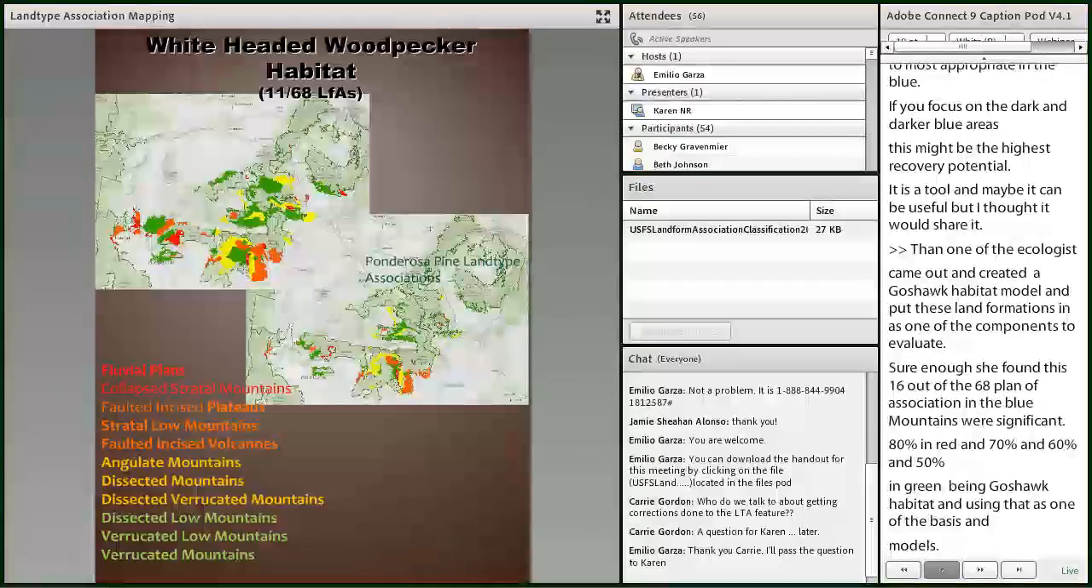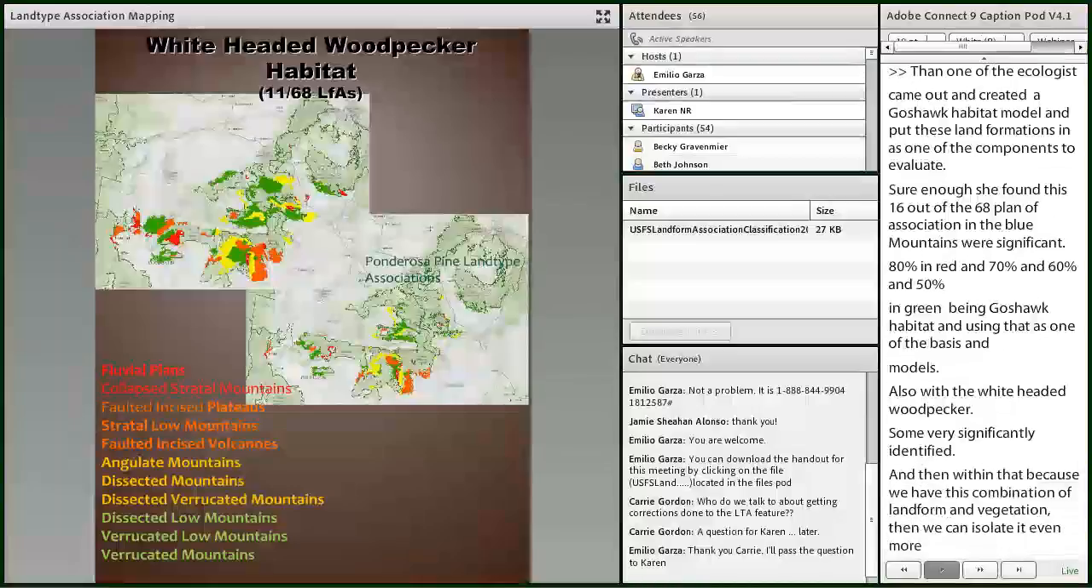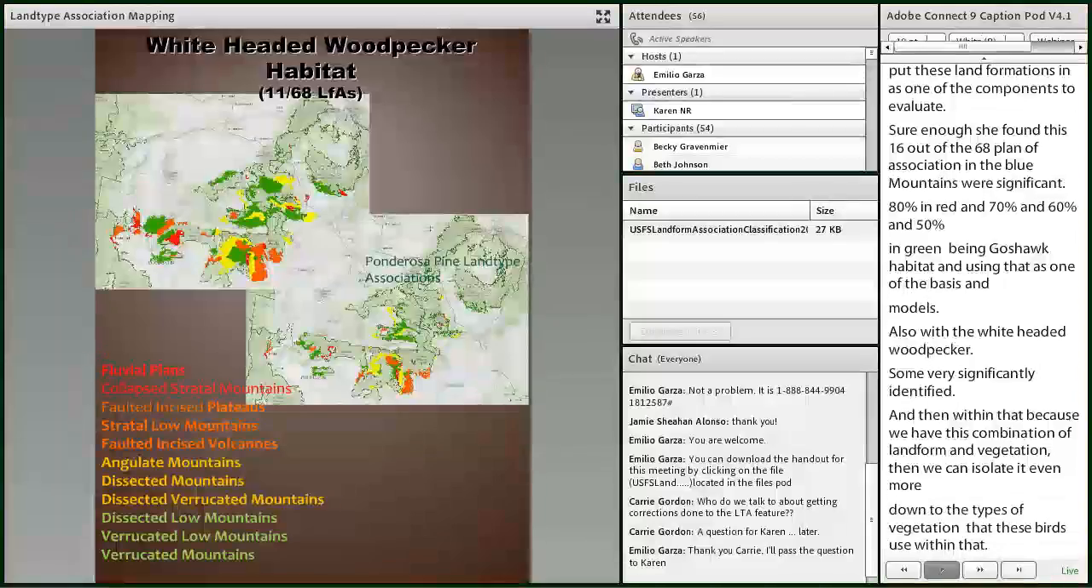And then within that, because we have this combination of landform and vegetation, we can isolate it even more down to the types of vegetation that these birds use within that. So this is just showing the ponderosa pine plant communities. They use more than that, but I just wanted to identify the ponderosa pine.